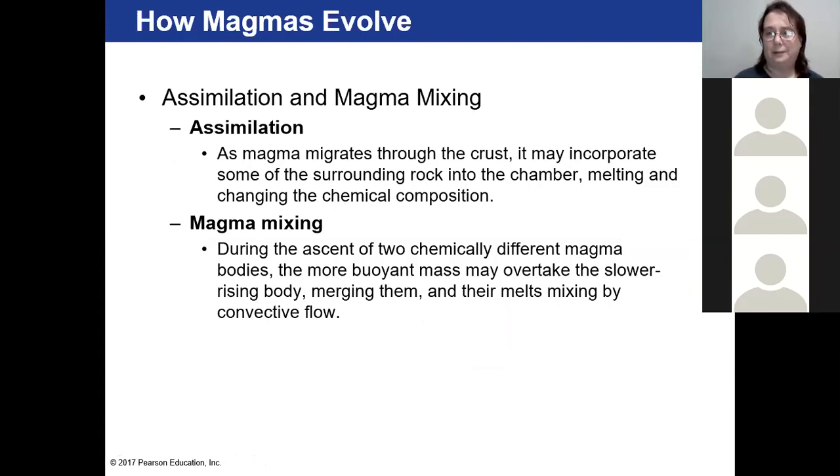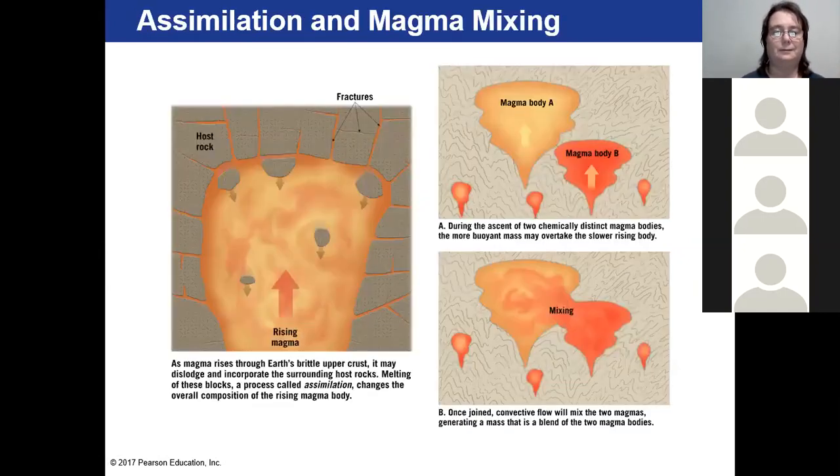And as a magma body moves through the crust, it's going to heat it up and melt rock and incorporate that into the magma. And that changes the composition as well. You might also get two magma bodies moving towards the surface at the same time. If they break through the rock together, they can mix and form a totally different composition. So again, diagrams like that.